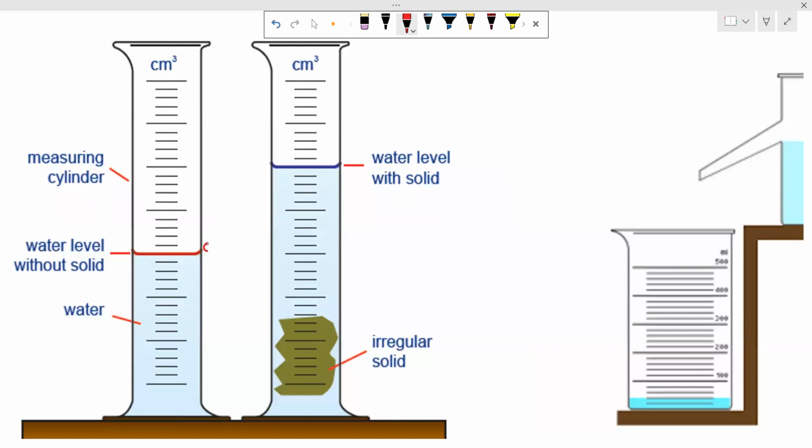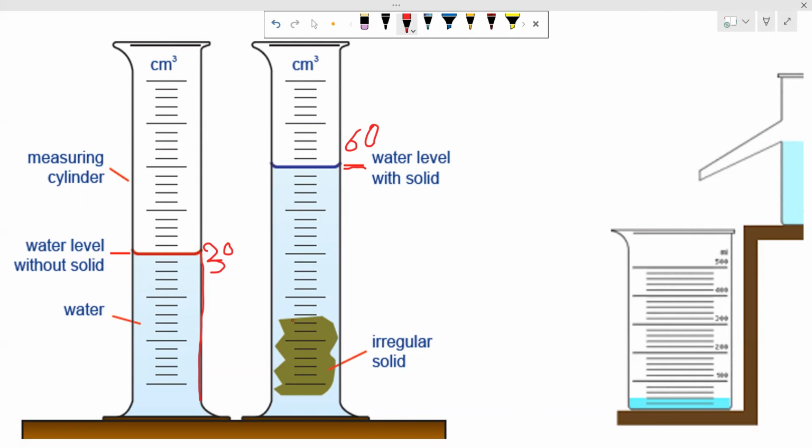Now let's take this as 20. Here the water column is at 20. Suppose here it is at 30. Now you have immersed this solid into the water. Solid को water में हम लोग डाल दिए. अब देखो जैसे ही हम solid को water में डाले, 30 था, water का level कितना हो गया? 60 हो गया. The level of water increased to 60.